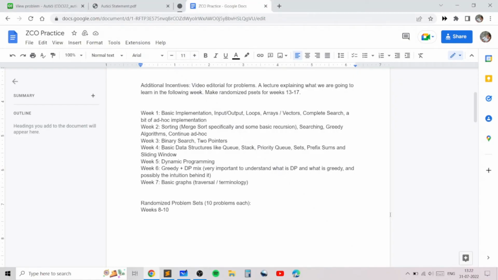Hello everyone, welcome back to week 2. In this week, we'll be looking at sorting, searching, and greedy algorithms.